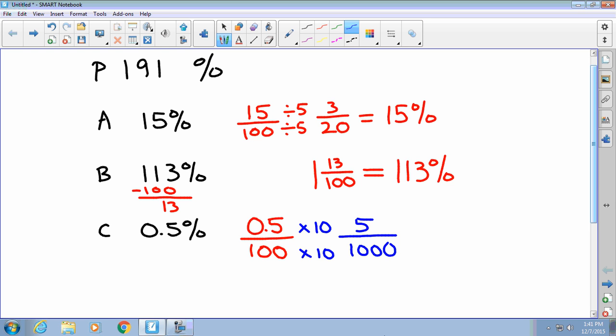Now with 5 over 1,000, we want to make sure again it ends with a 5 or a 0, so we know it can be divided by 5. 5 divided by 5 is 1, and 1,000 divided by 5 is 200. So 1 over 200 would be the same as 0.5%.